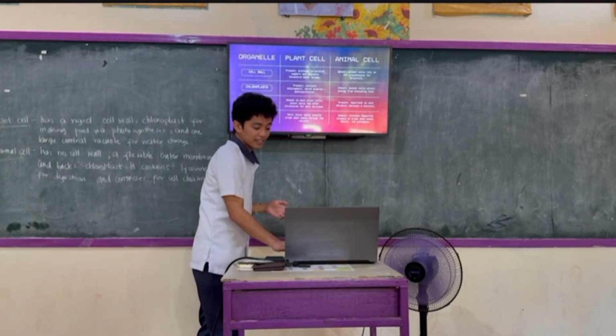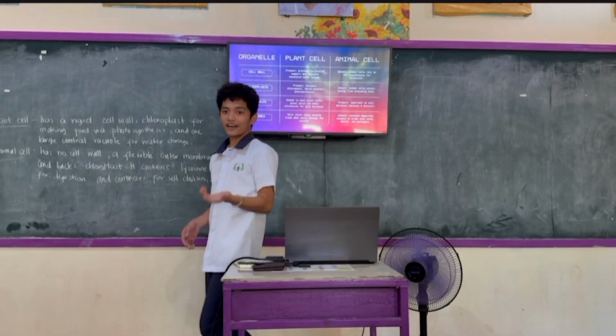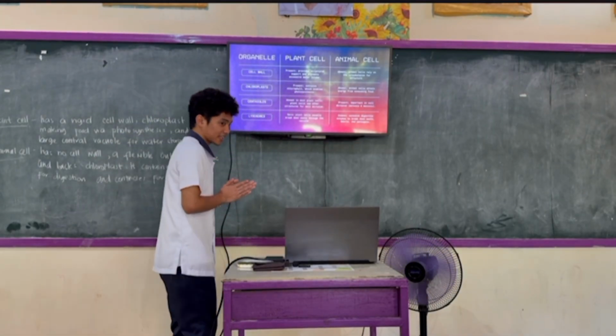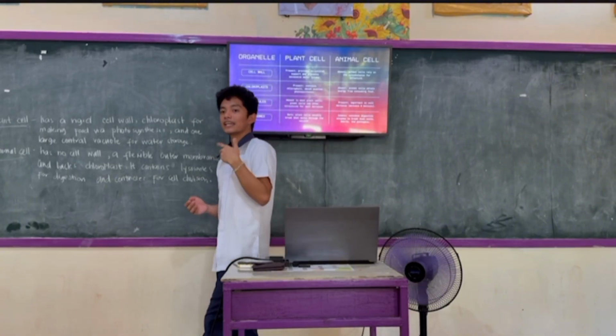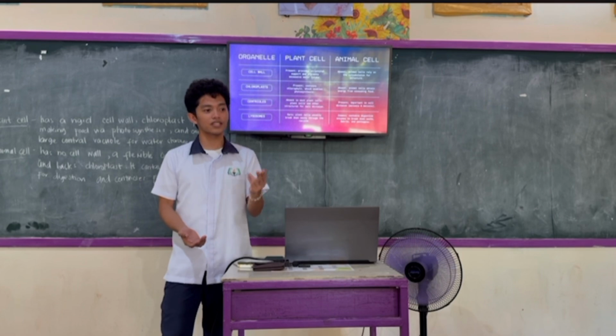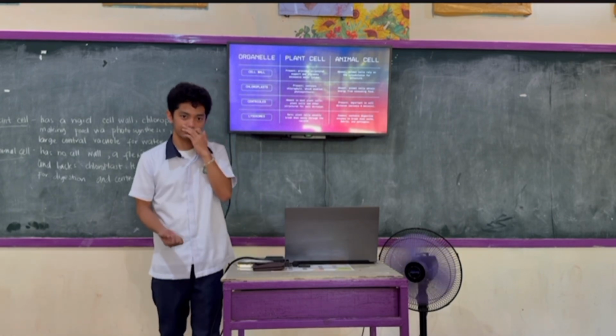So, now that you have finally understood what the parts of your two cells are, let's have an activity. I will group you into two groups. The first group will be in charge of making the animal cell, while the second group will be in charge of making the plant cell. Okay? Yes, sir.